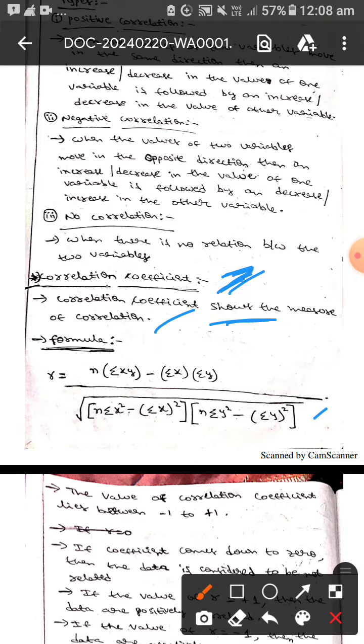The next one is no correlation. Here there is no relation between the two variables.